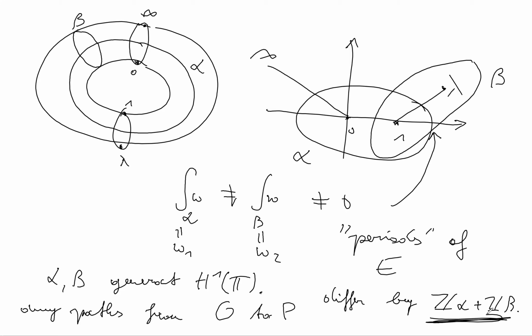So in other words, this integral from 0 to p of omega is unique, or well defined, up to Z omega 1 plus Z omega 2, right? And we said this omega 1 was the integral along alpha.